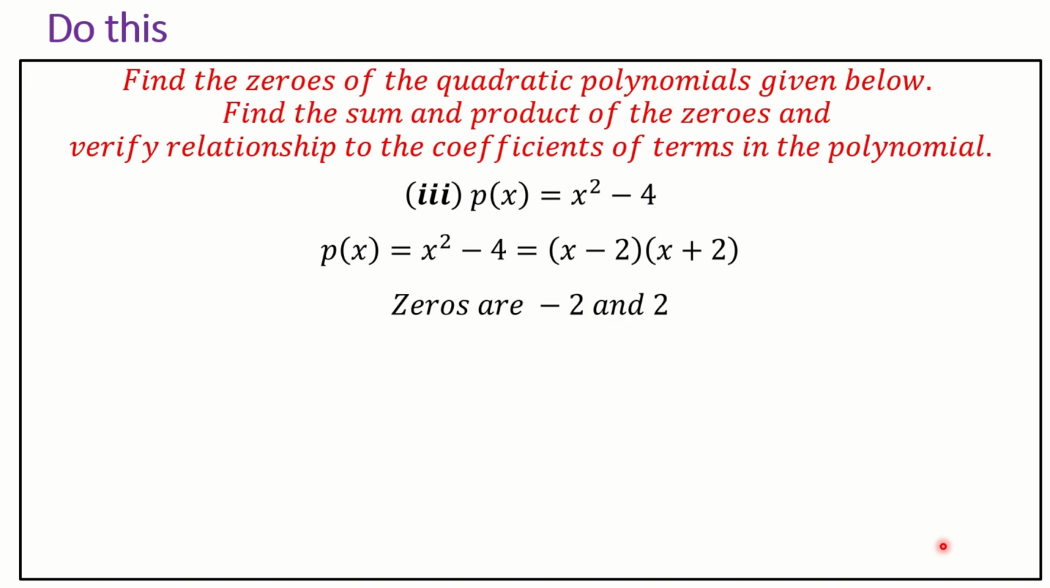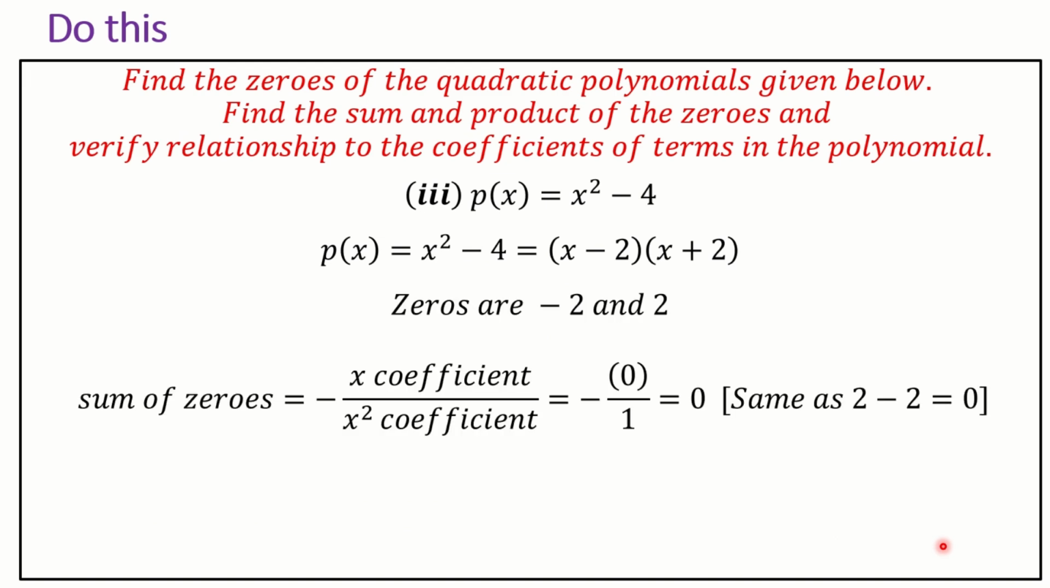Third one, same. Only thing is, if you see here, p of x equal to x square minus 4. So I haven't used the same way of factorizing it. We know that a square minus b square equal to a plus b into a minus b, simply. So that's how I used it. So zeros are minus 2 and plus 2. Now you can easily find out.